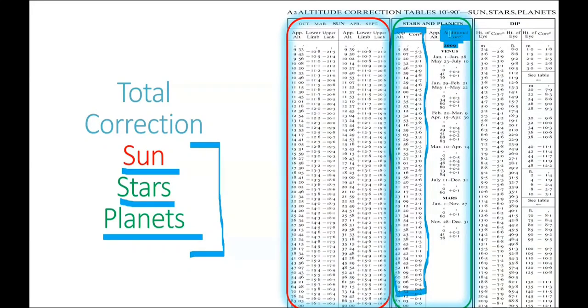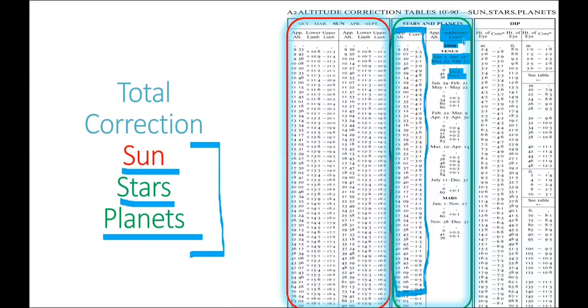So how to apply this additional correction? You check up the date on which the sight is taken. And as per that date, you see if there is any correction applicable. Like from January 1 to January 28 and May 23 to July 10, if the altitude of Venus is between 0 and 41, the additional correction is plus 0.2. If the altitude is between 41 to 76, it is plus 0.1. If the altitude is more than 76, there is no correction given. So no correction is required for more than 76 altitude.